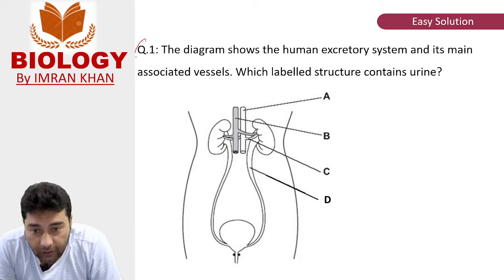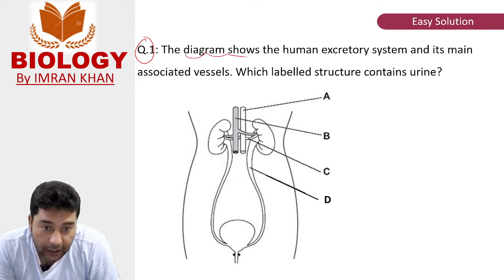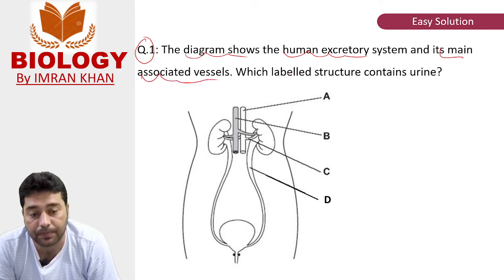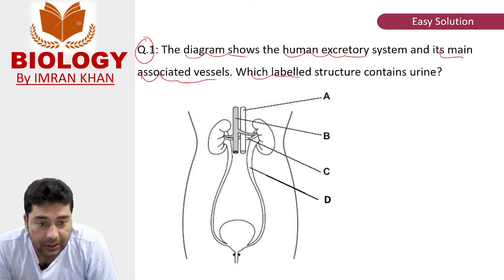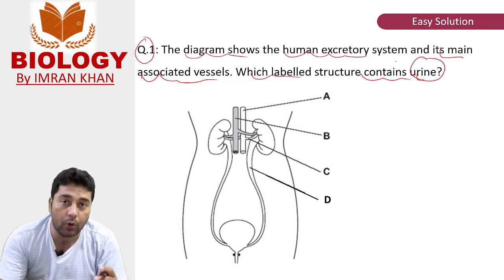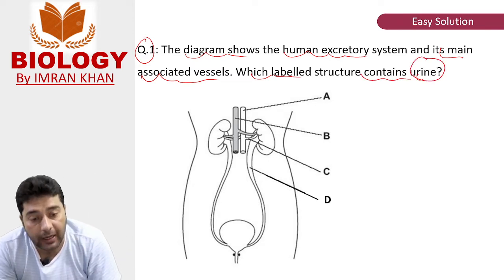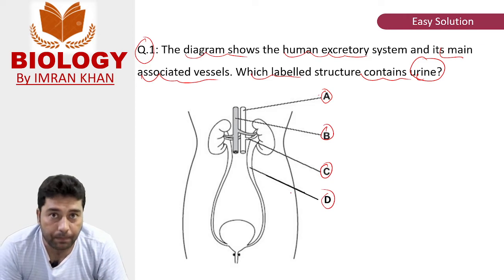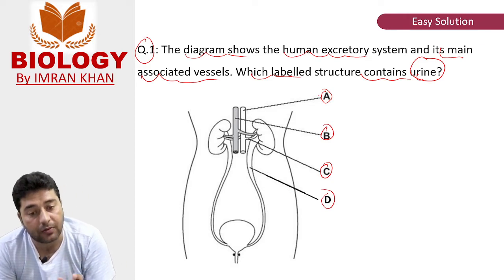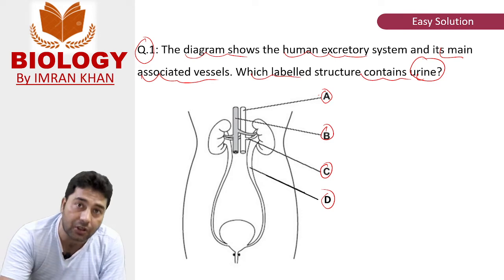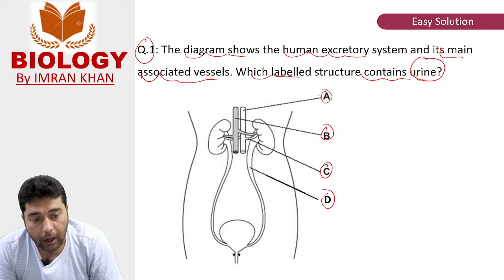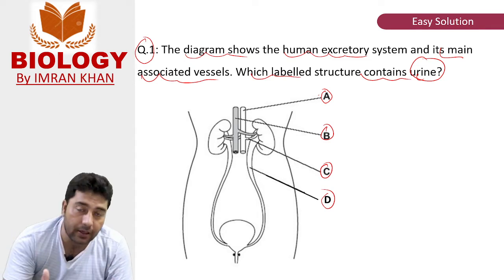Question number 1: the diagram shows the human excretory system and its main associated vessels. The question is, which labeled structure contains urine? First of all, we have to understand all these labeled structures: alpha, beta, Charlie and delta. After studying all these labeled structures, we must have some idea which structure of the human urinary system contains urine. So I'm going to solve this in some steps.